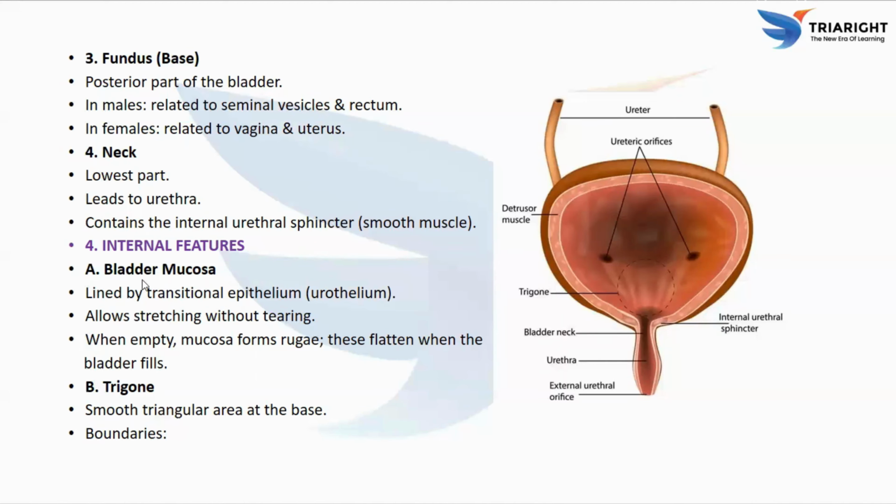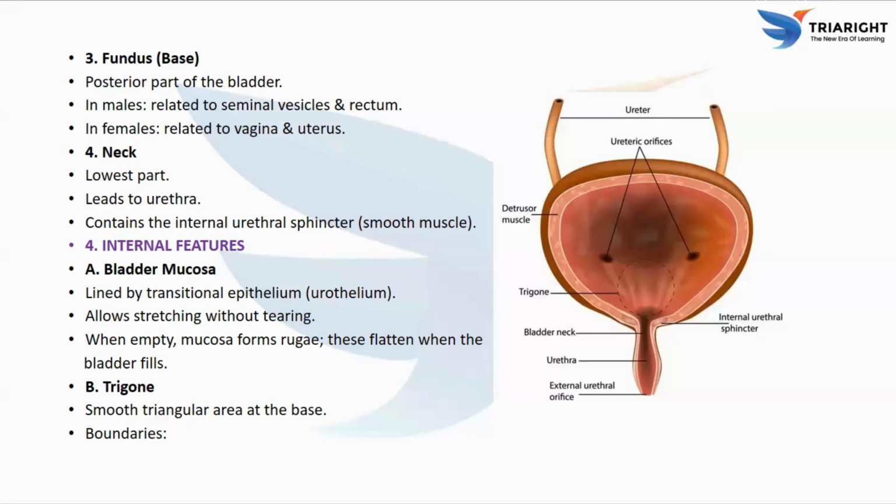So what are the internal features of the urinary bladder? So what is the first one? Bladder mucosa. So this bladder mucosa is lined by transitional epithelium, which is also called the urothelium. So this is a special type of epithelium which is found only in the urinary tract. So this can stretch even without tearing. So what is the function of the bladder mucosa? It allows the bladder to expand as it fills. It protects the underlying tissues from the urine.